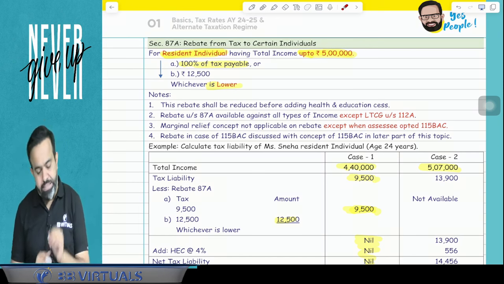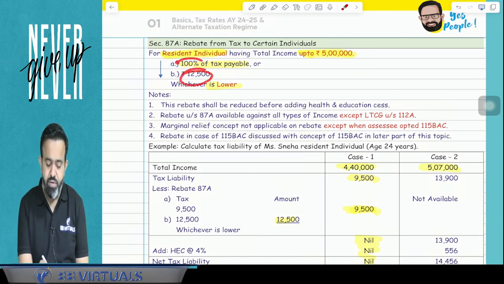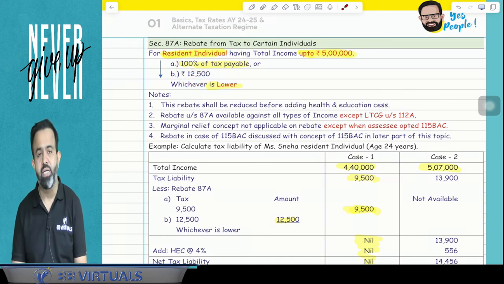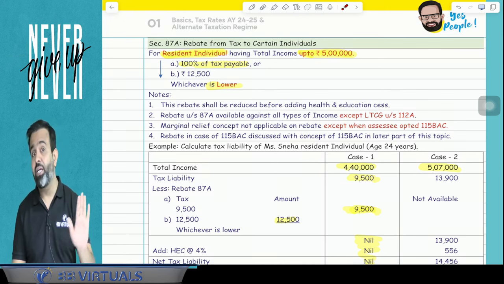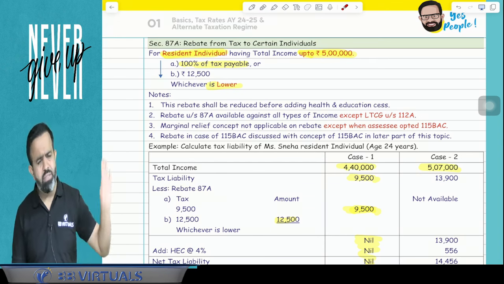Now, one more point. Sir, under section 87A, this rebate of 12,500 or 100% of tax payable is applicable. But sir, is it applicable on tax on every type of income? Answer is yes, any type of income. Even if you are having short-term capital gain 111A or normal long-term capital gain or any type of income, this rebate is available.